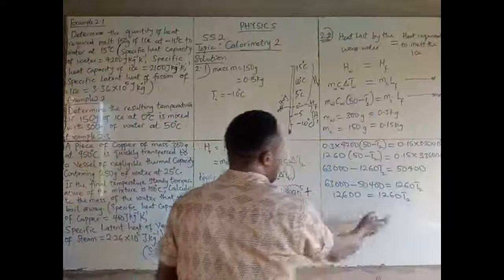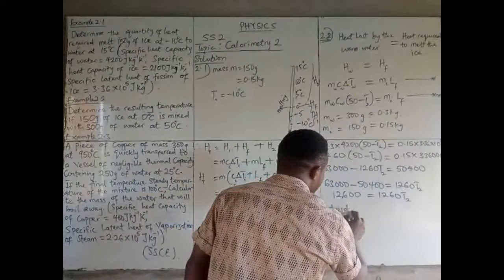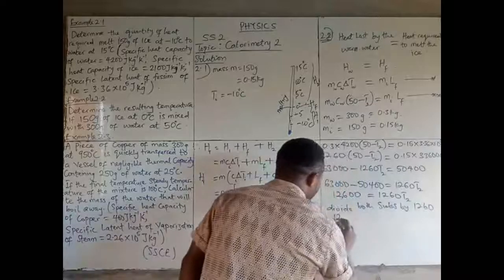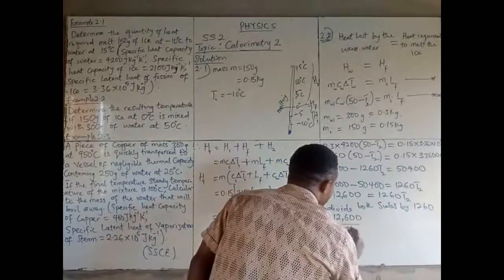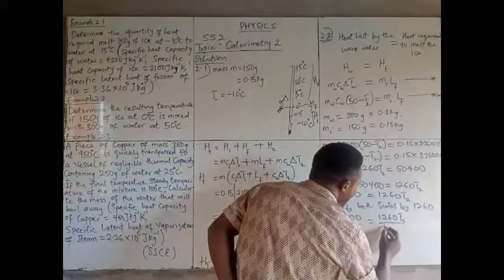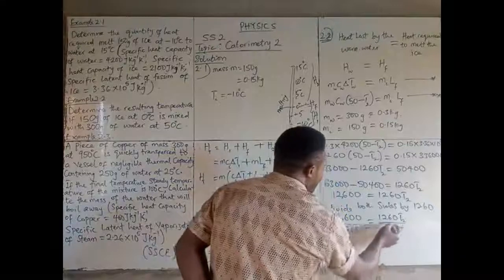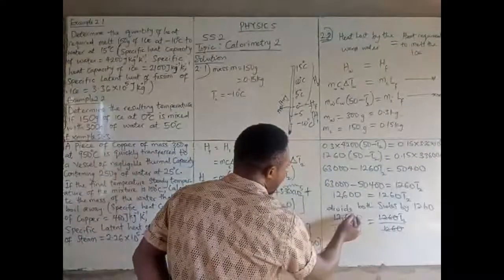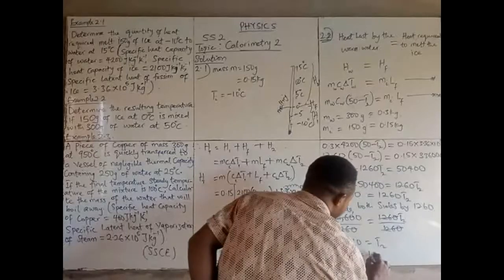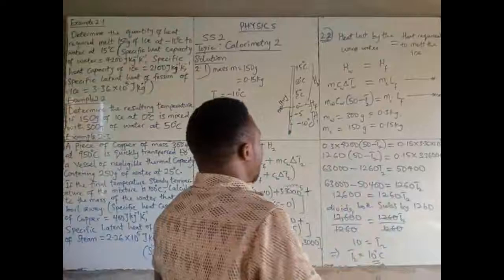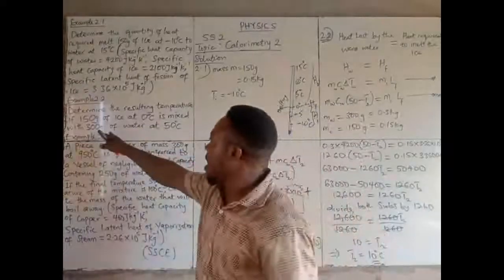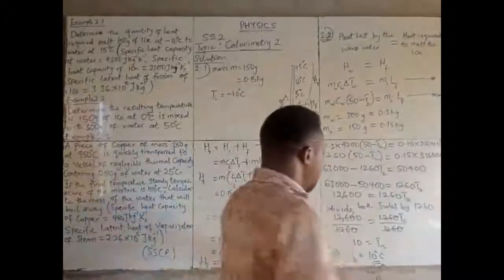Now, if I divide both sides by 1260, you will be left with 12,600 all over 1260 equals 1260 T2 all over 1260. And 1260 cancels 1260, 1260 also cancels 1260, and 1 remains. And that is why you have 10 equals T2, or T2 equals 10 degrees Celsius. Which means when you mix 150 gram of ice at 0 degrees Celsius and 300 gram of water at 50 degrees Celsius, the final temperature is bound to be 10 degrees Celsius.